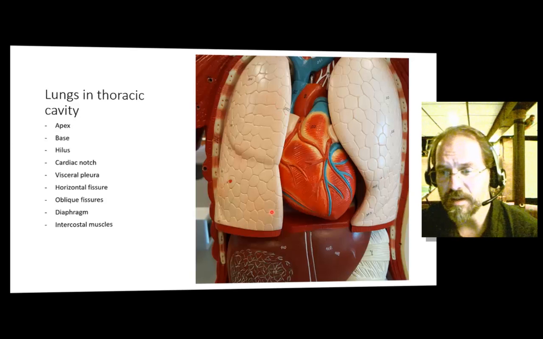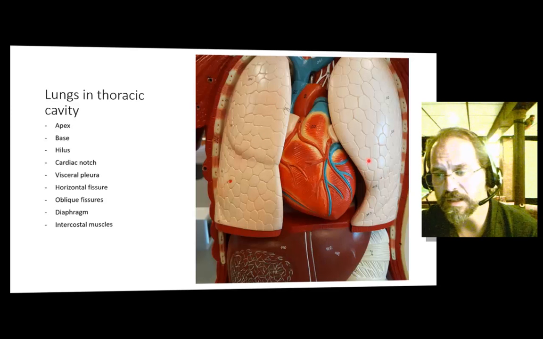We see the lungs themselves with their broad base and their cone-shaped apex. The base sits on the diaphragm. The apex is up under the collarbone. The lungs happen to fill from the base towards the apex. And your right lung is a little bit larger than the left lung.